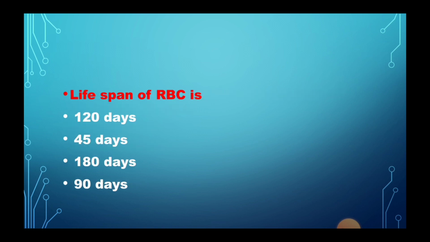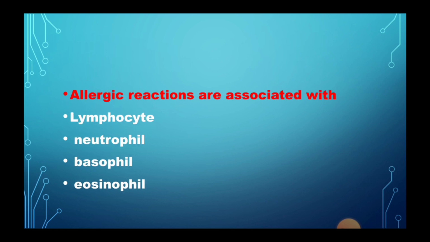What is the lifespan of RBC? Easy question. 120 days, 45 days, 180 days, 90 days. The answer is 120 days. Lifespan of RBC is 120 days. Allergic reactions are associated with lymphocyte, neutrophil, basophil and eosinophil. The right answer is eosinophil.